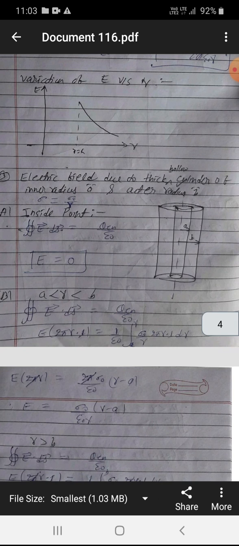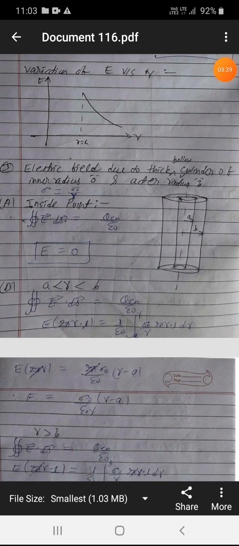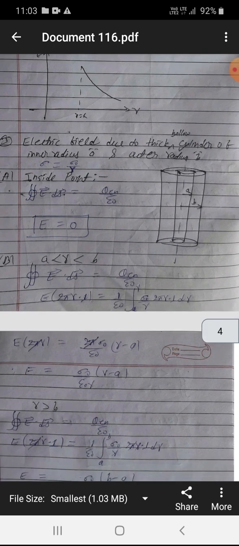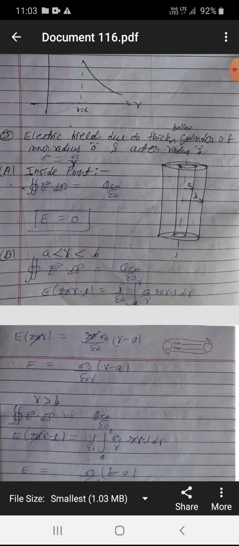So now let's calculate the electric field due to a thick hollow cylinder. Here the inner radius of the cylinder is a and the outer radius is b. For an inside point, once again the electric field comes out to be 0. Now for r between a and b, what should be the electric field? Applying Gauss law we get E dot ds equal to q enclosed by epsilon naught.